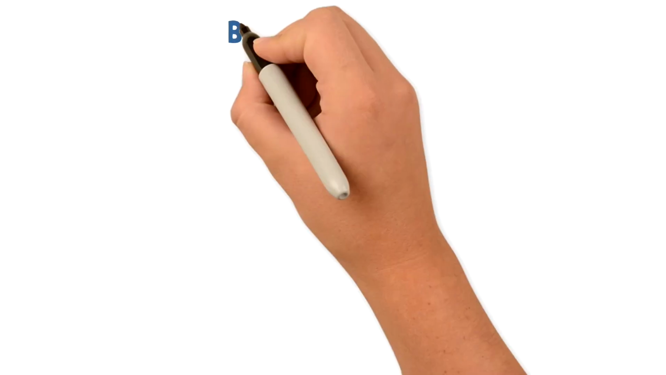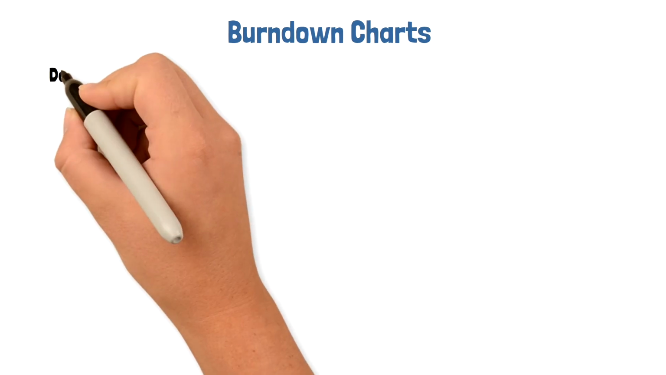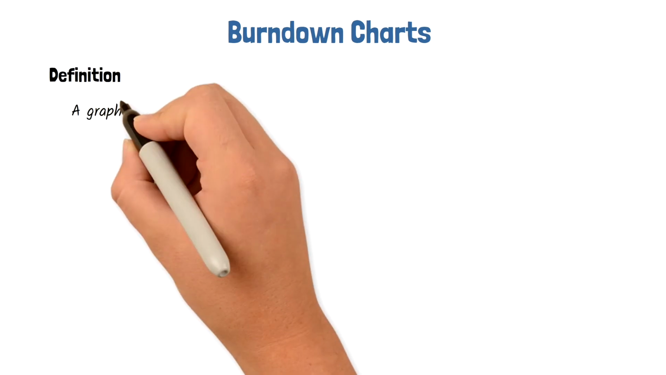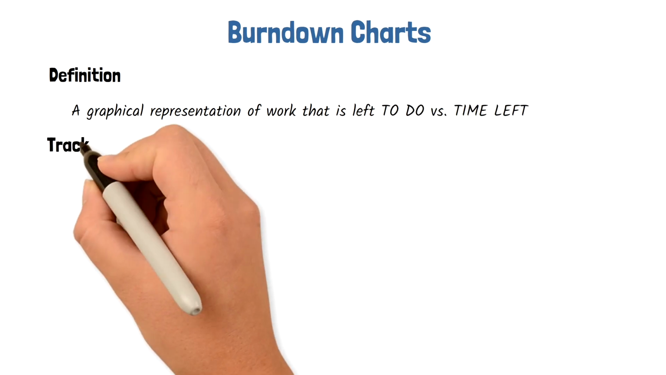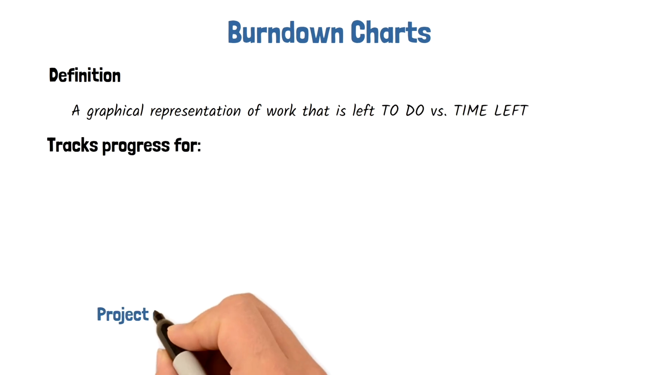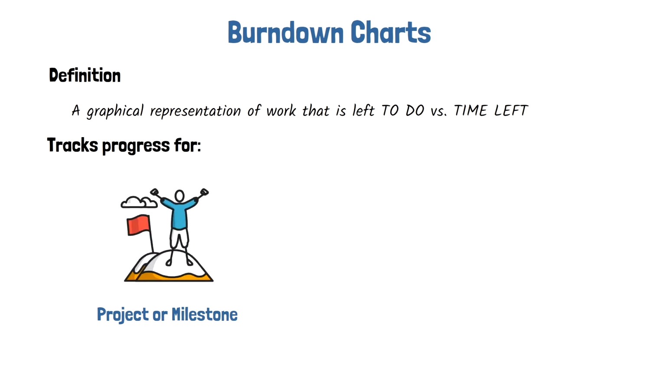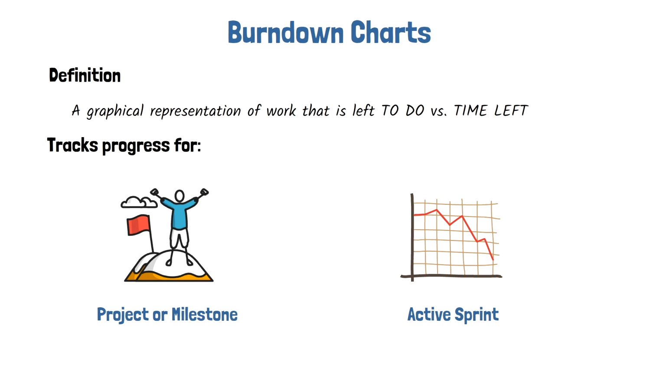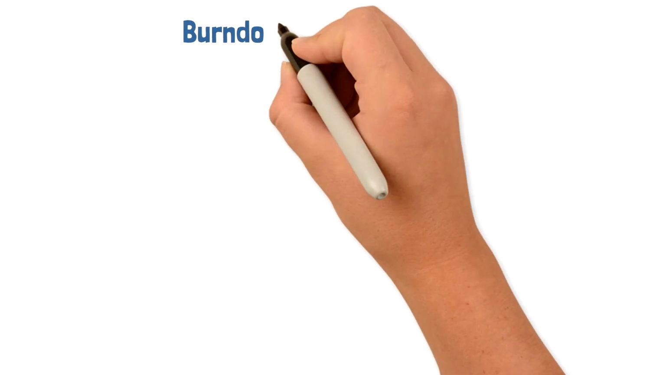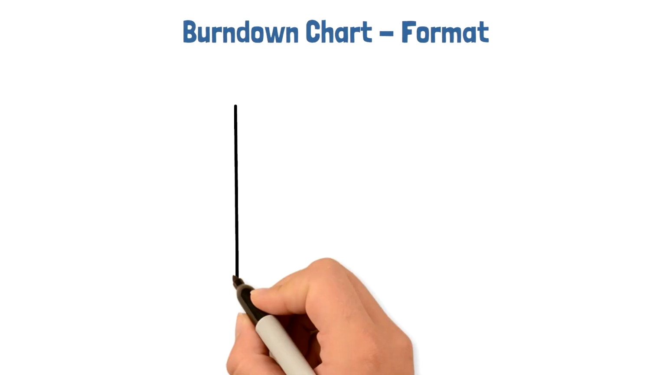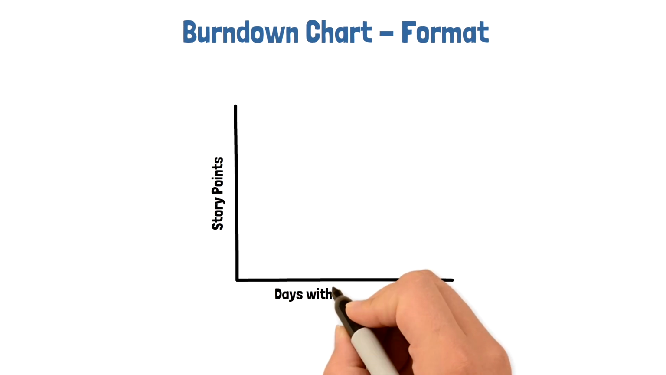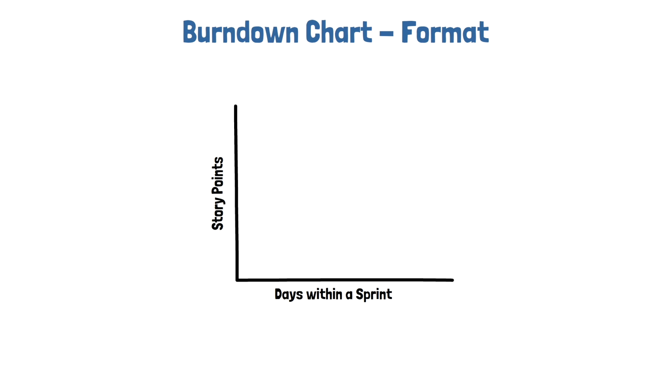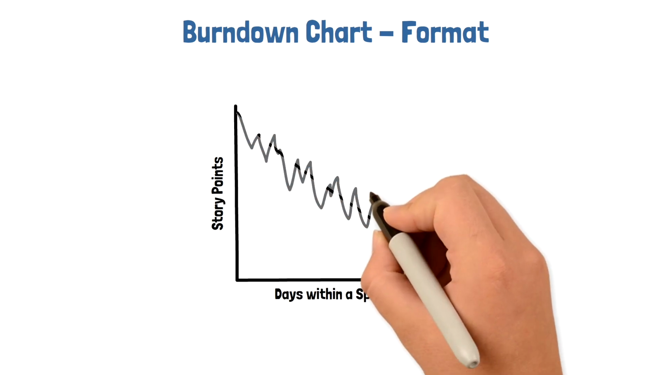Now, let's look at the burndown charts and how they're used. A burndown chart is a graphical representation of the work that's left to do versus the time left. It can be used to show the work needed to be done for a project or an active sprint. This metric is popular in Scrum and is used by most teams to track their progress during the active sprint. A typical burndown chart shows the estimated effort in time or user stories on the vertical axis and the time in days on the horizontal axis. The burndown chart will display an ideal progress line and an actual progress line.